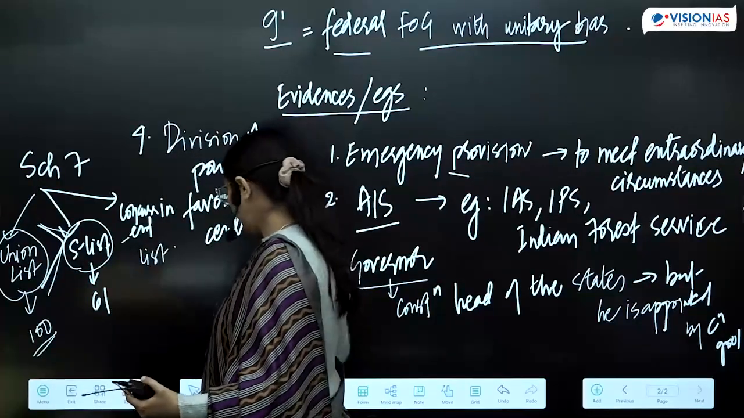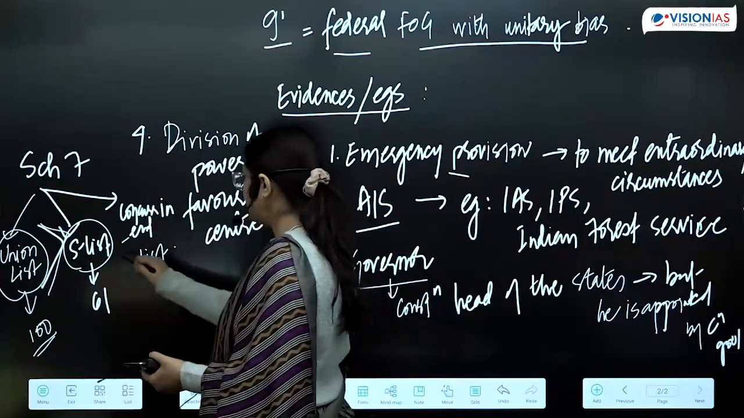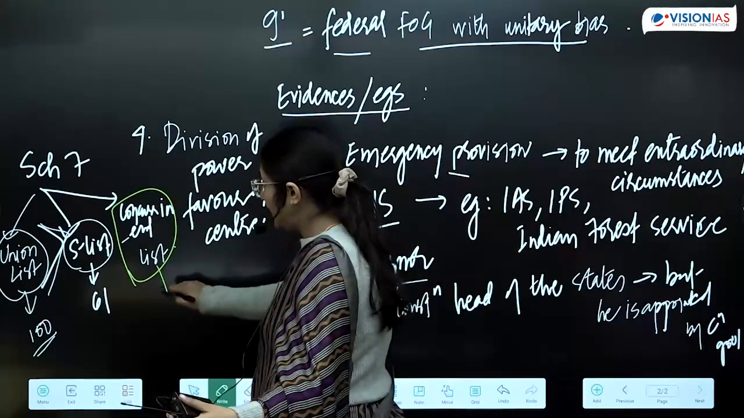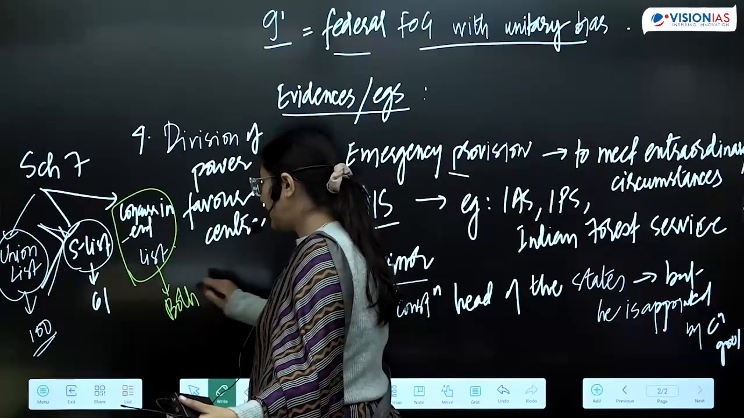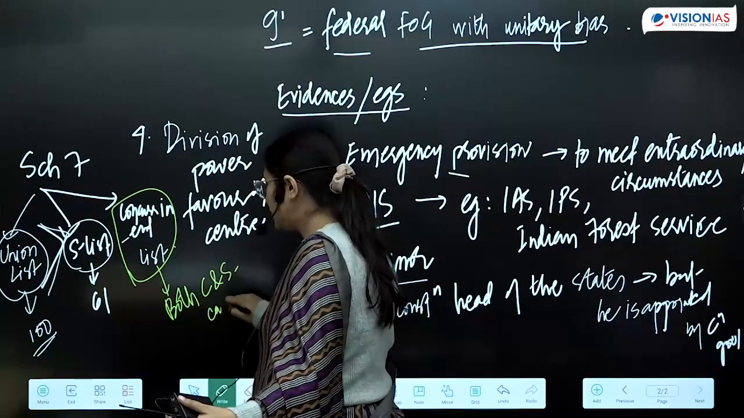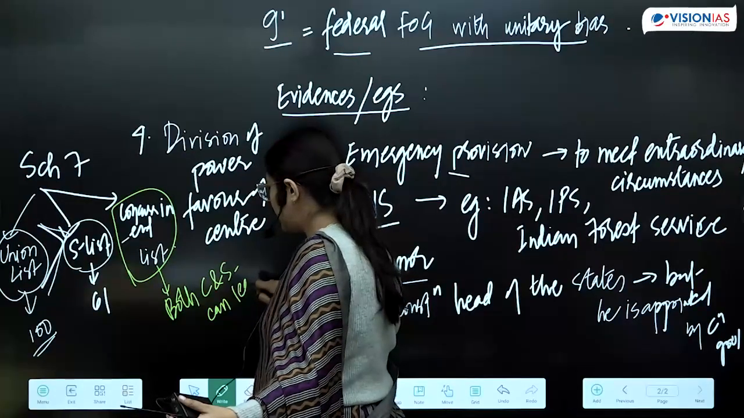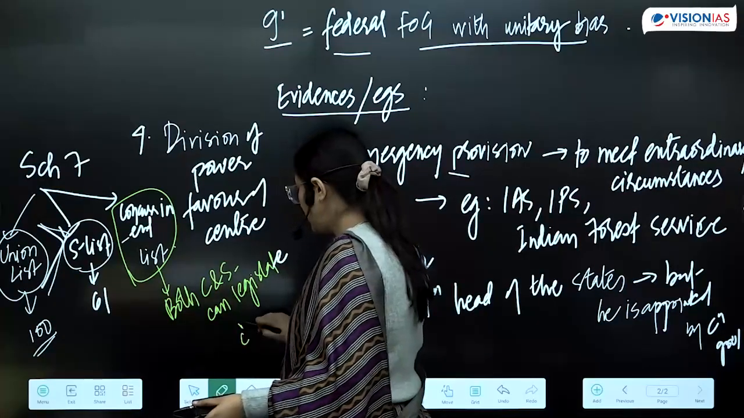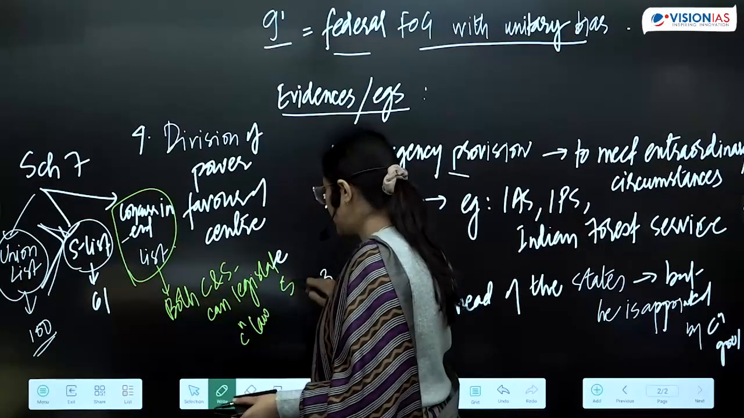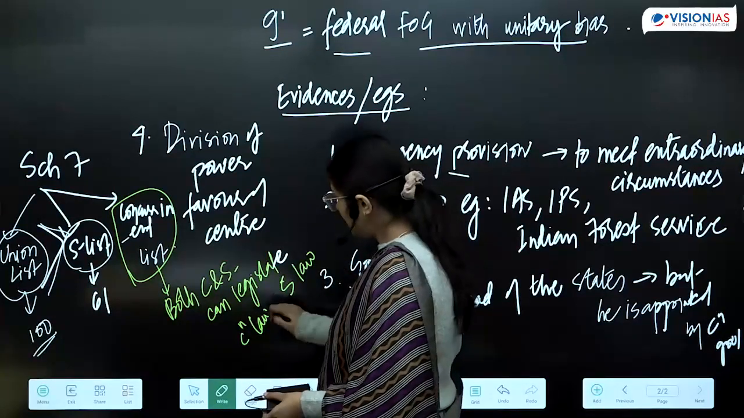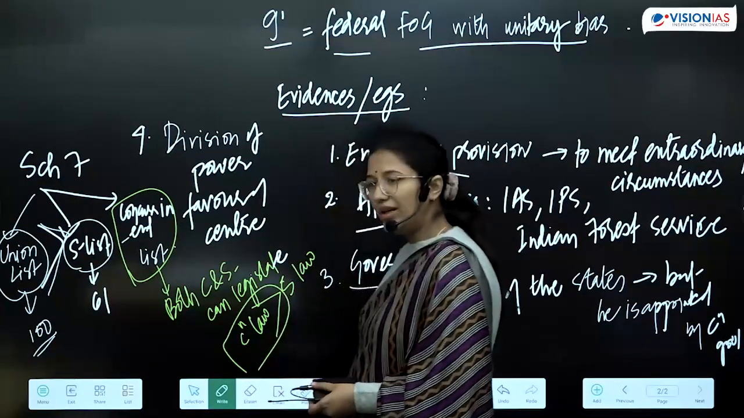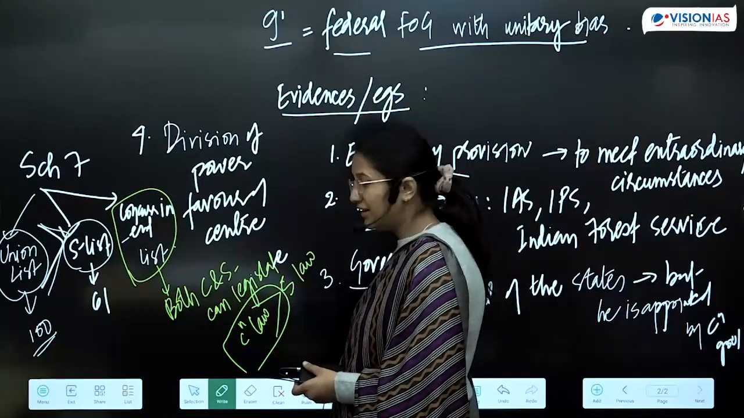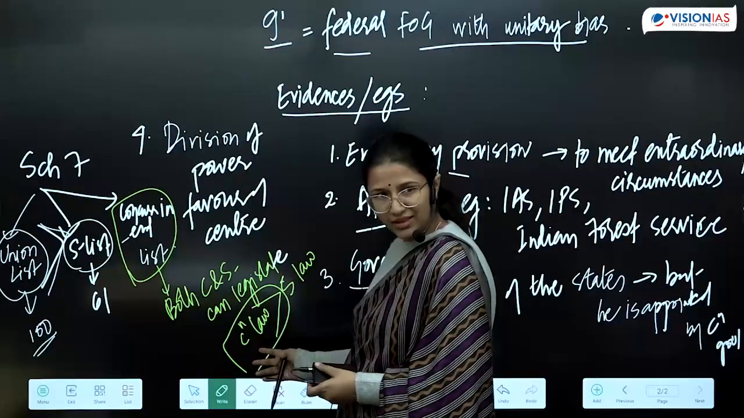Next is something known as the concurrent list. Yes, as far as the concurrent list is concerned, you find that both center and state can legislate on these subjects. But supposedly there is a conflict between the central law and the state law. In such a circumstance, the central law will prevail, will take precedence. Yes, in case of a conflict, the central law will prevail. So once again, there is more power with the center.